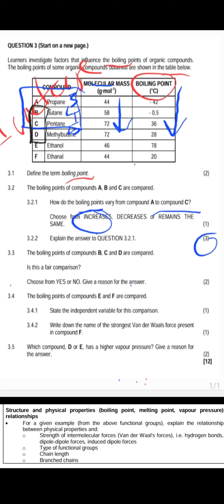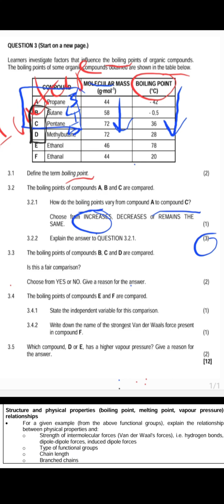They say the boiling points of compounds B, C, and D are compared. Is this a fair comparison? Choose from yes or no, and give a reason for your answer.